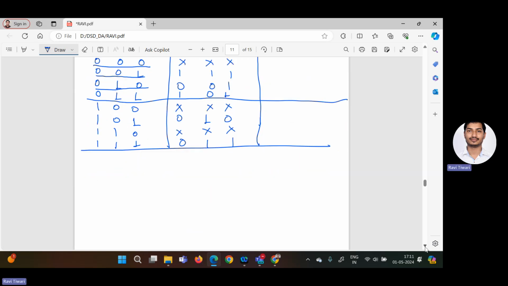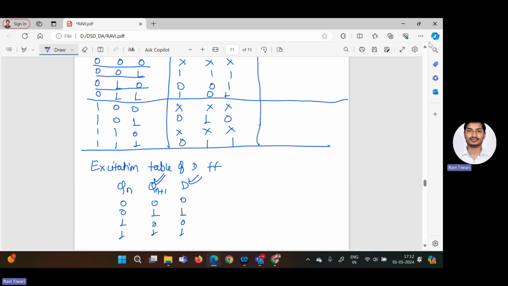We will see the excitation table, because as we are designing by using the D flip-flop, we should know the excitation table of D flip-flop. It is given as Qn plus 1 and D: 0, 0, 1, 1, 0, 1, 0, 1. This is 0, 1, 0, 1. So the important point here is what? Whatever will be the next state value, it will be similar to that of D.